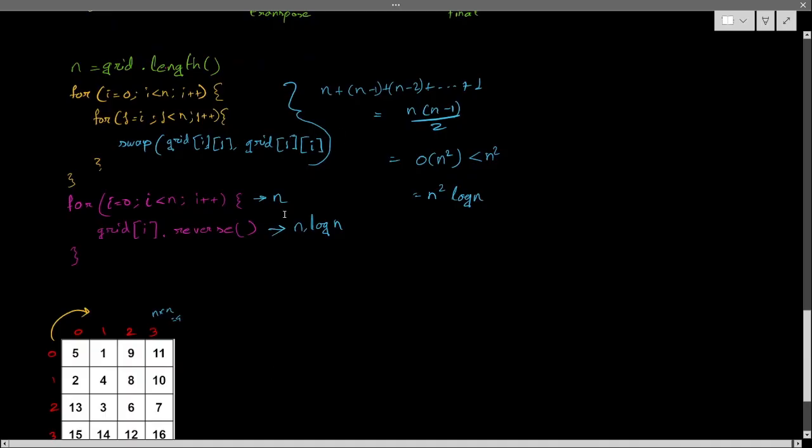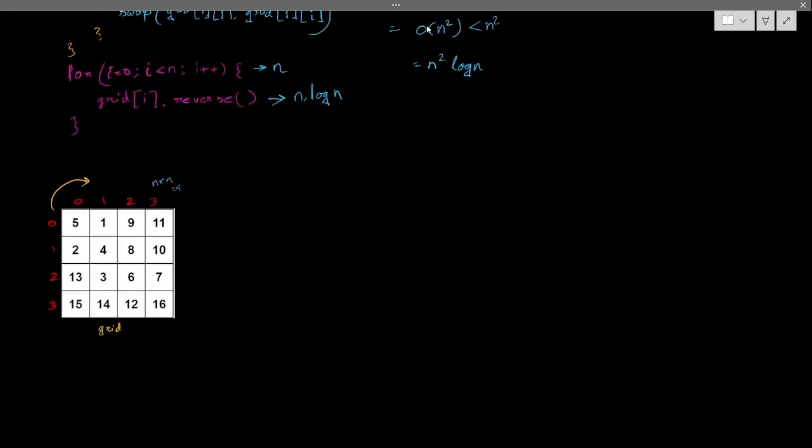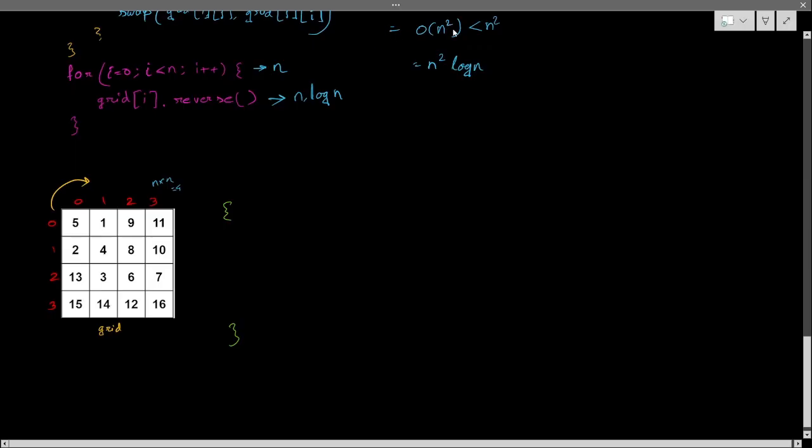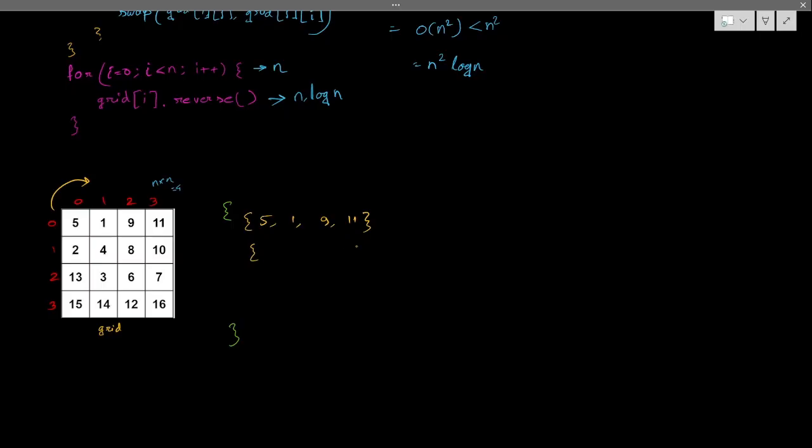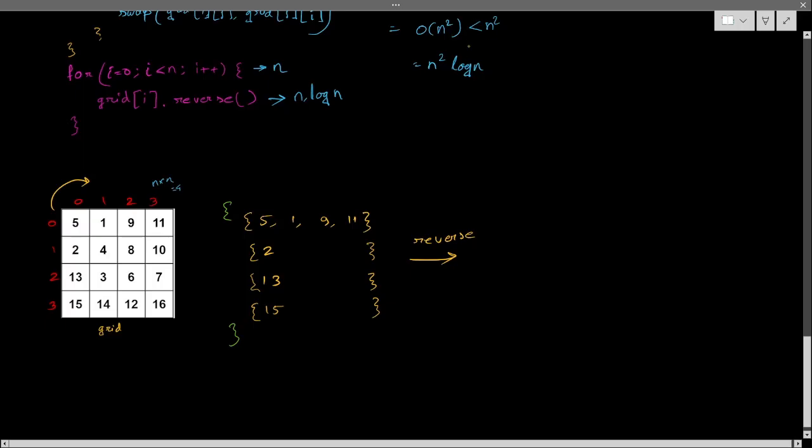What if I reverse the array first? Reverse the array first in the sense that, as I told, it is stored this way: this is the outer array, and inside it is stored like 5, 1, 9, 11, and so on. I'm just writing the initial items so it is easy to understand. If I reverse it first, what will the final outcome be? The final outcome will look like this.